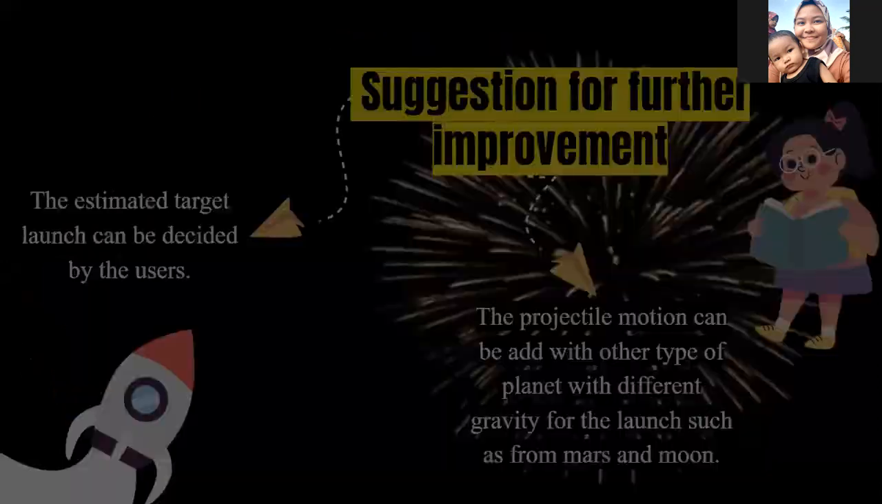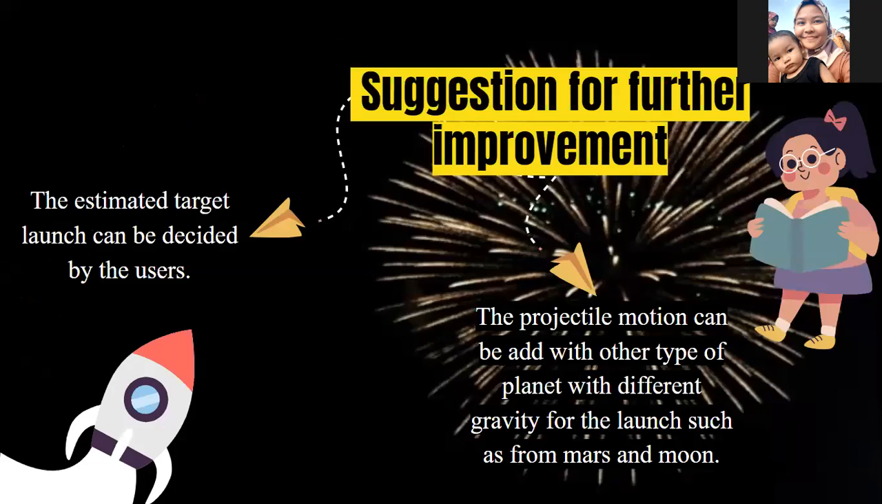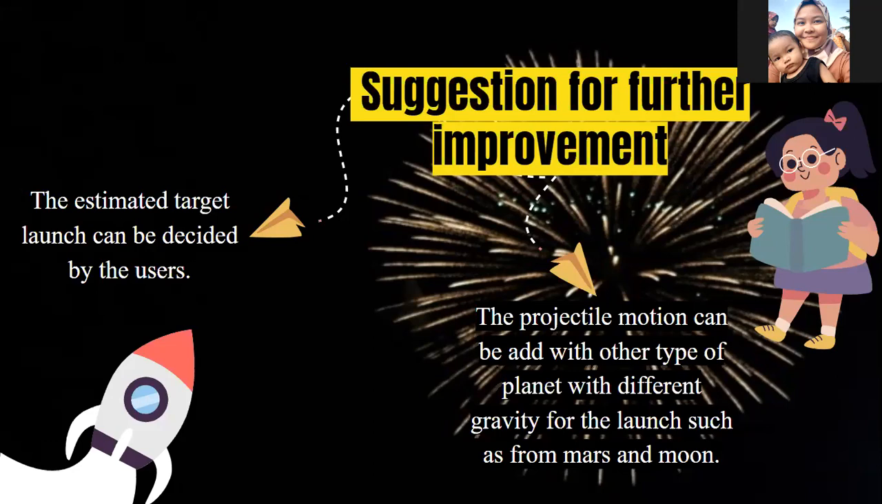Okay, next. The last part of our presentation is the suggestion for further improvement. First, the estimated target launch can be decided by the user. Lastly, the projectile motion can be added with other types of planets with different gravity for the launch, such as from Mars and the Moon.